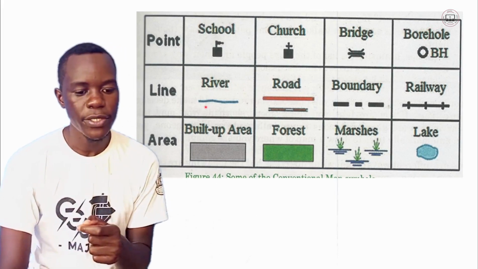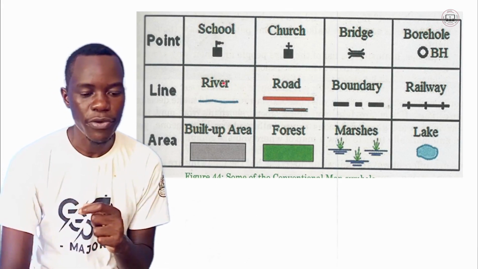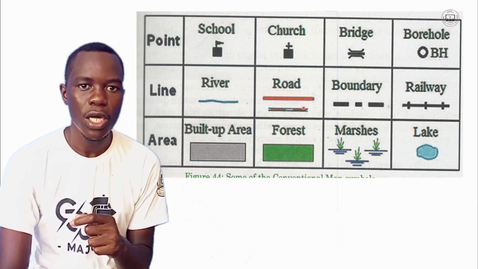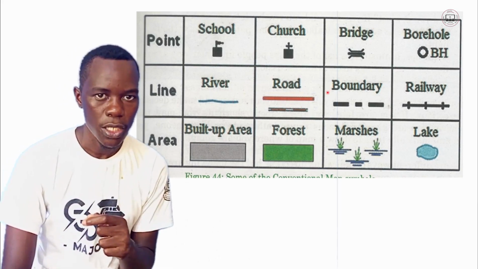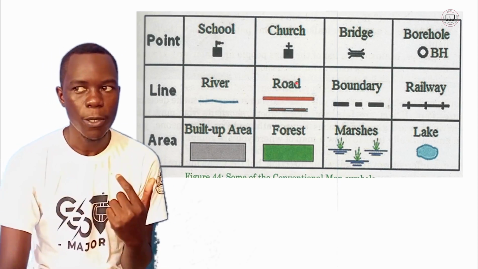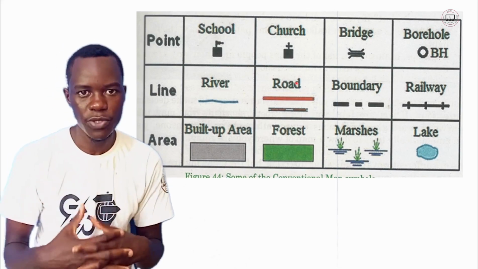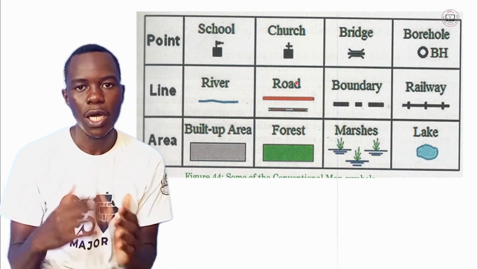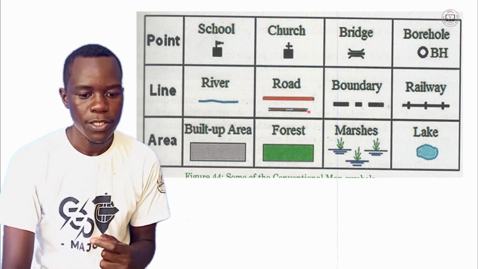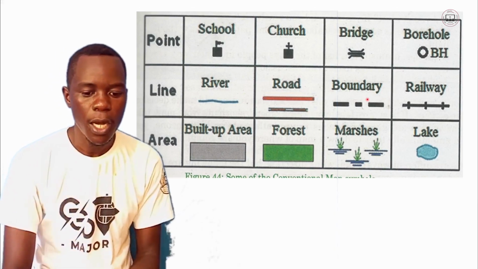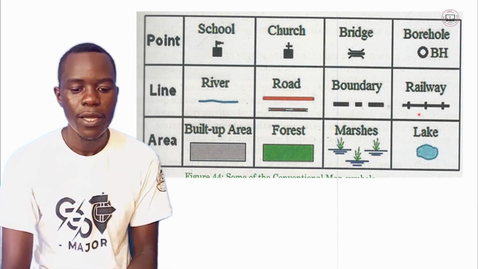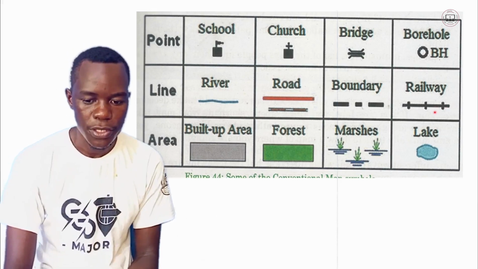Then in the line symbols, the first one here represents the river, and you have the road also, with these two lines in different styles. On the road, we have three types of roads: the primary, secondary, as well as the tertiary roads. These three types of roads are presented differently on the topographic map, the way it has been put in here. Then you have your boundary, which is in this form, and you also have the railway, presented with this symbol.